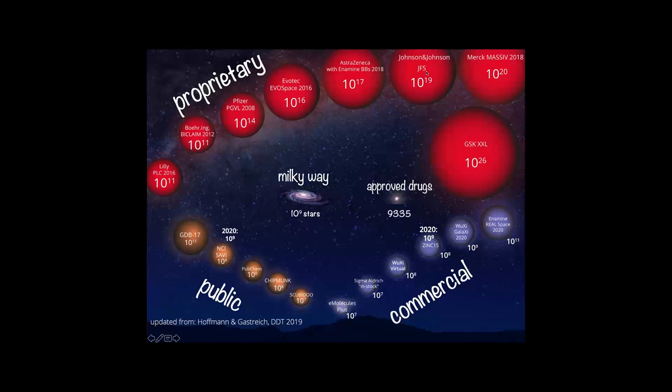Johnson & Johnson, last week reported, 10 to the 19th. Merck in Germany, massive space in 2018, 10 to the 20th. And GSK XXL, 10 to the 26th. Virtual molecules. So these are crazy numbers.